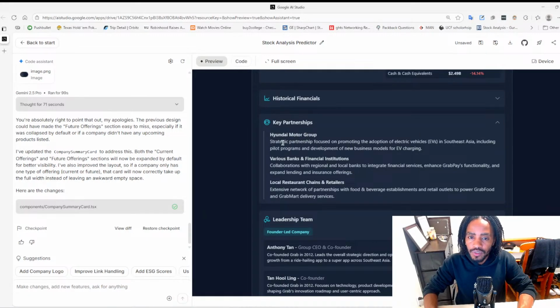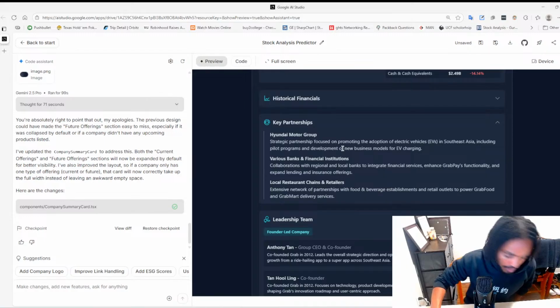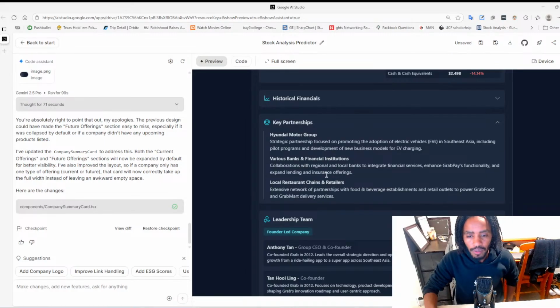Key partnerships: Hyundai Motor Group, strategic partnership focused on promoting the adoption of EVs. Various bank financial institutions collaborating with regional and local banks to integrate financial services, enhance Grab Pay functionality, and expand lending and insurance offering.